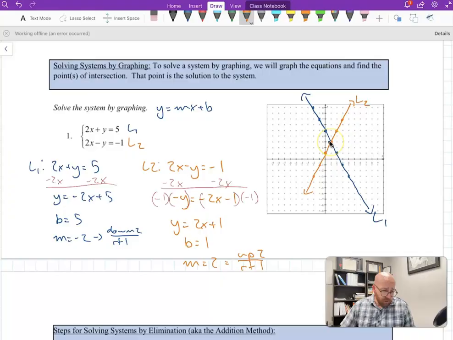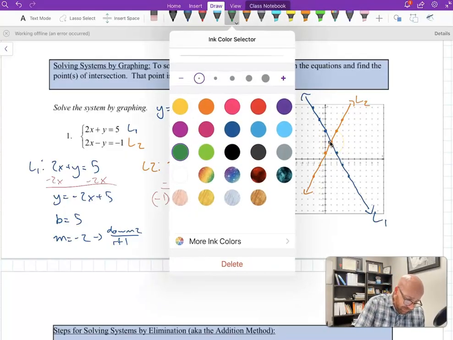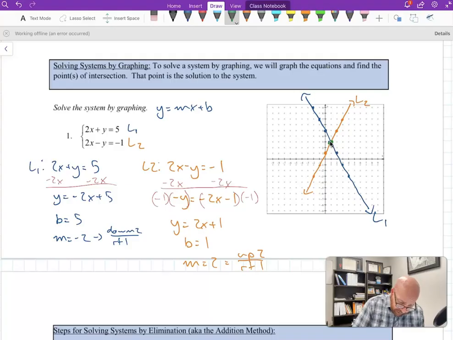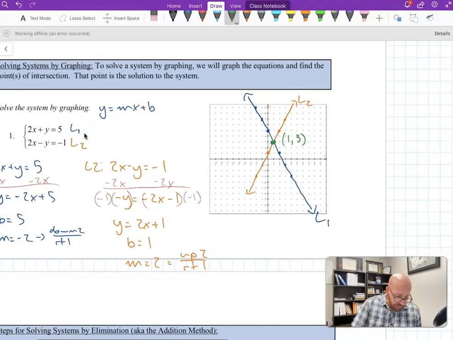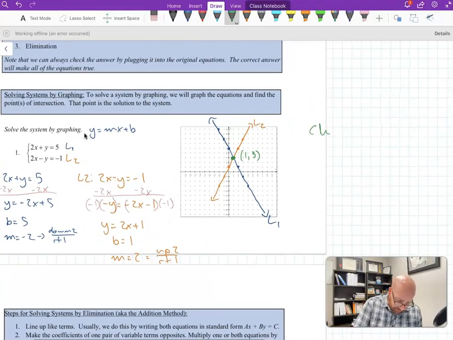And we can see that they intersect at this point right here. And we can determine that the coordinates of that point are 1, 3. So this is our solution to the system. We're declaring that the point 1, 3 will satisfy both equations. Before we box this in, let's do a quick check. We're checking the point 1, 3, which means this is our x value and this is our y value.